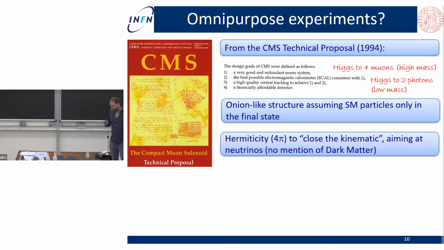Then also, the other thing is that they aimed for a 4-pi detector, meaning that you want the detector to be hermetic, nothing should escape, so the acceptance should be very large. But they did that for neutrinos, not for dark matter, okay? This is 30 years old, right?